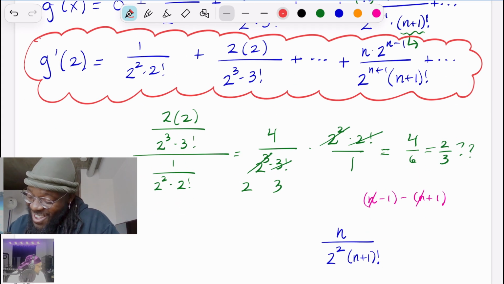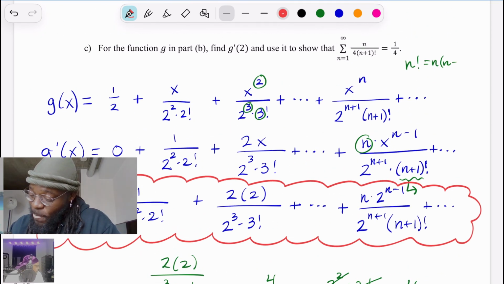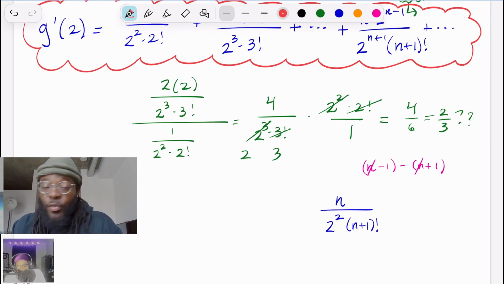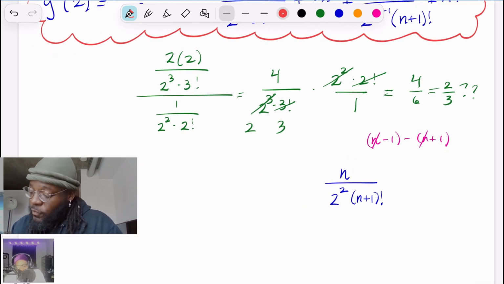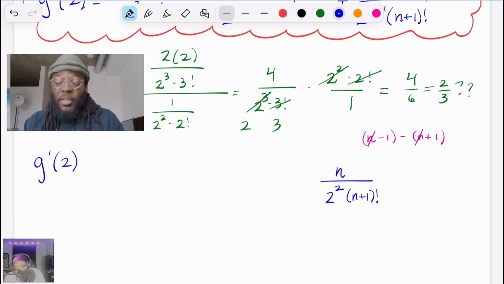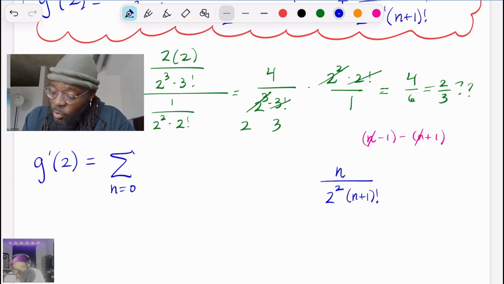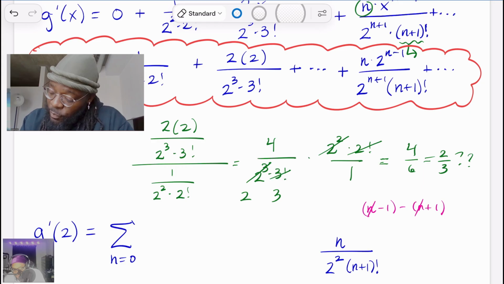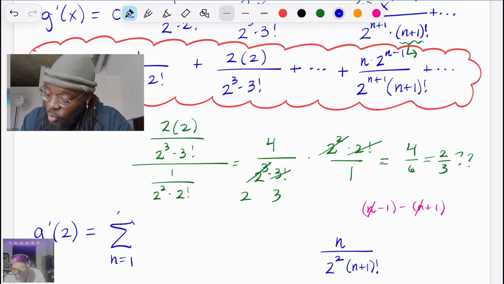All right, so now it says use this to show that this sum equals 1/4. Well, I'm glad I actually simplified that general term because I see the n over 2 squared times n plus 1 factorial. This is probably where it's going to be useful to write this in summation notation. I'm just going to write this as the sum from n equals, I believe it's going to be 0. I want to get 1 for the first term, so that should probably be a 1. n equals 1 to infinity of n over 2 squared, which is 4, times n plus 1 factorial.